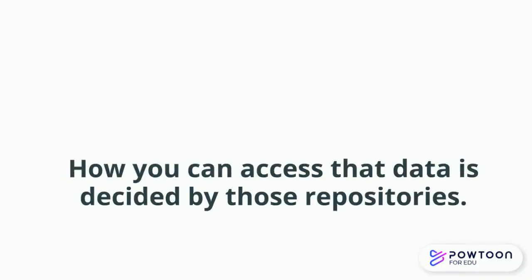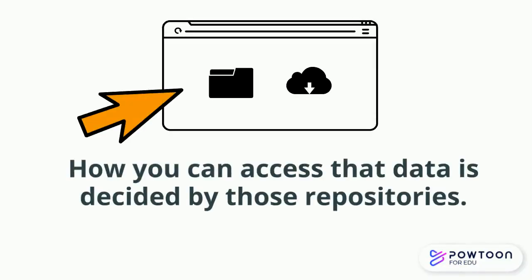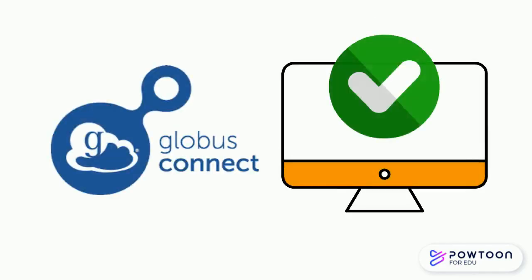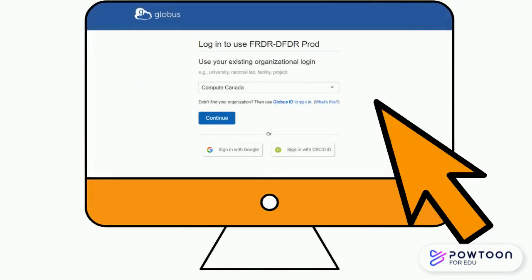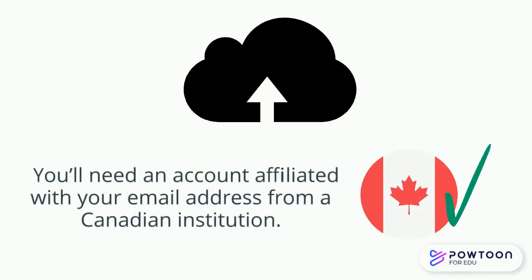In FRDR, you'll discover datasets from repositories across Canada. How you can access that data is decided by those repositories. Don't forget, you will need to have Globus Connect Personal installed. You'll be asked to log in before you download a dataset. You can log into Globus following any of the options provided. Don't forget, if you want to upload data, you'll need an account affiliated with your email address from a Canadian institution.